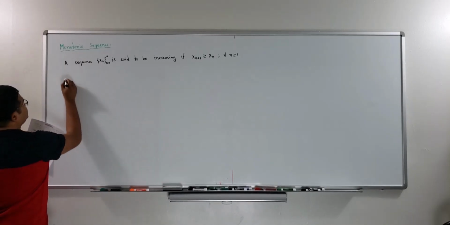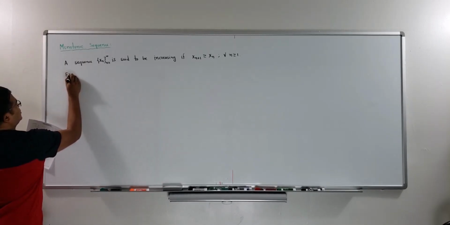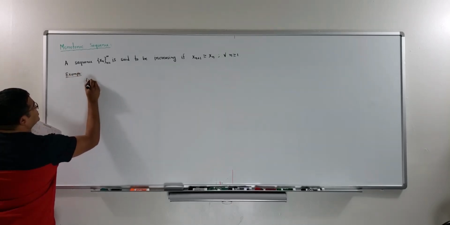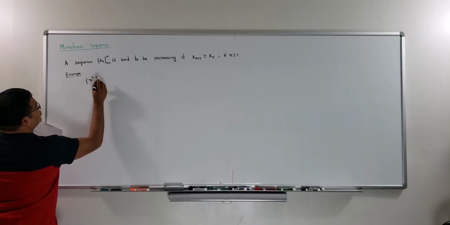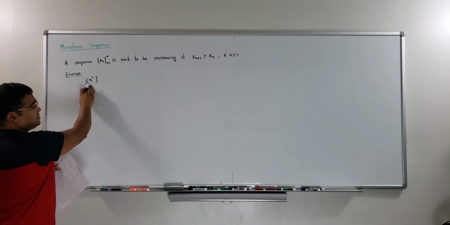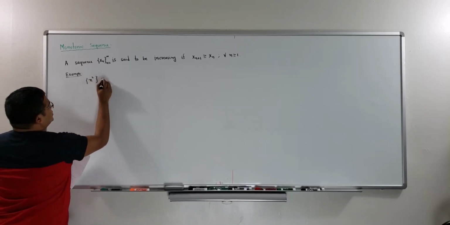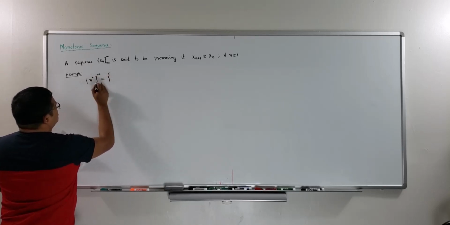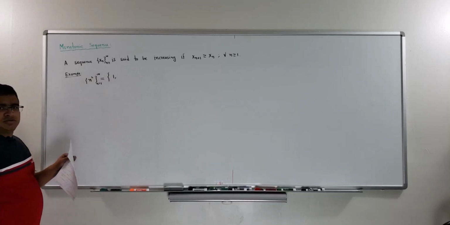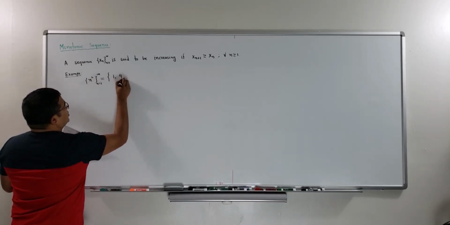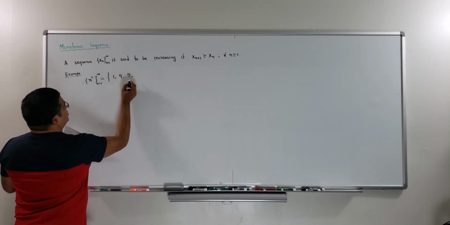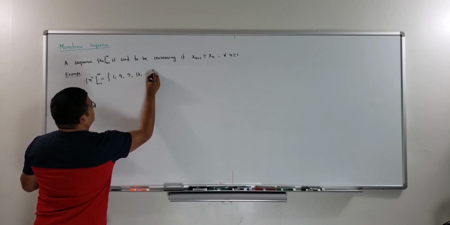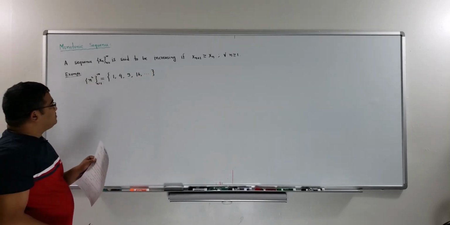For example, if we consider n square where n varies from 1 to infinity, here xn equals n square. When n equals 1, 1 square means 1. When n equals 2, 2 square means 4. When n equals 3, it's 9. When n equals 4, it is 16, and it keeps going on because this is an infinite sequence.